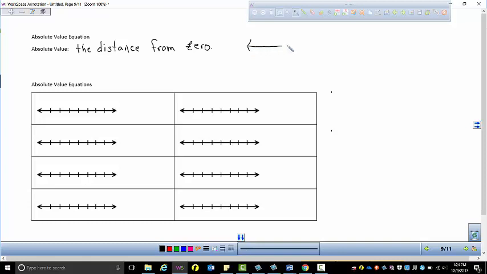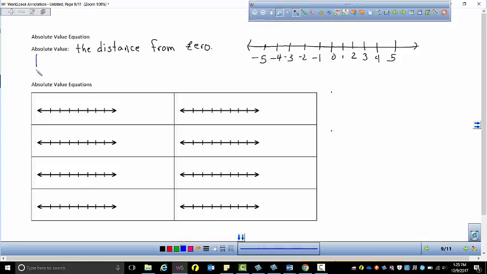So if I look at a number line, and I'll do like 0, 1, 2, 3, 4, 5. I'll put my negative values in. So absolute value, if you were talking about absolute value, it's two vertical lines. So the absolute value of 4, so if I go to 4, how far is 4 from 0? So I start at 4, 1, 2, 3, 4. So the absolute value of 4 is 4.